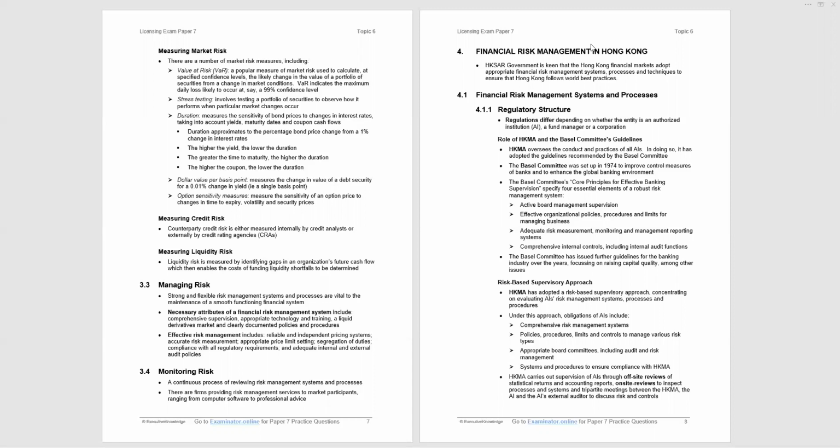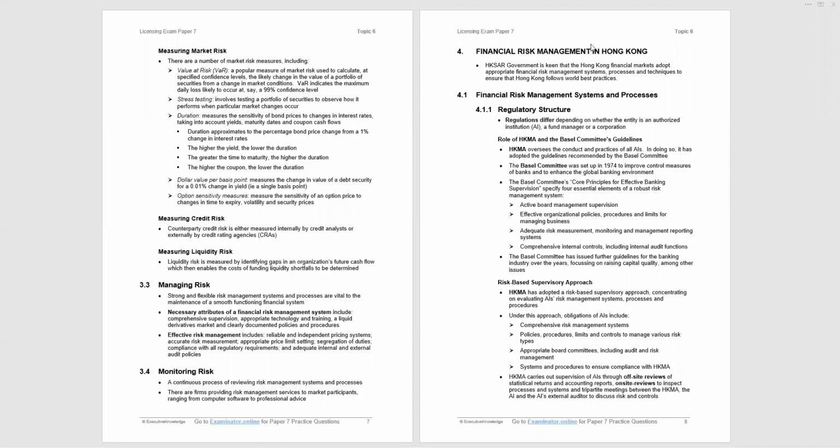So we'll be looking at the regulations for AIs, and then we'll look at fund managers or licensed corporations, and then corporations generally. Now, with regard to the authorized institutions, the role of the Hong Kong Monetary Authority and Basel Committee's guidelines are considered. Now, HKMA oversees the conduct practices of all authorized institutions, and in doing so, it's adopted the guidelines recommended by the Basel Committee. Now, the Basel Committee can be referred to in the exam. It was set up in 1974 to improve control measures of banks, obviously worldwide, enhance the global banking environment.